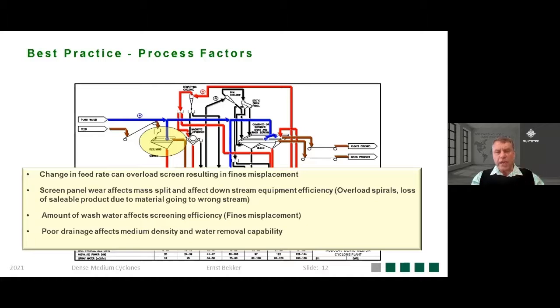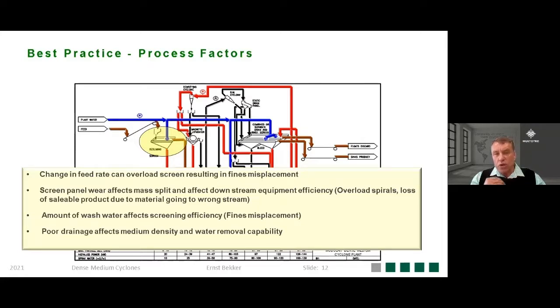The screen panel wear on the desliming screen can also contribute to a mass split difference. So you start to send more coarser material to the underpan, and it goes to a process that's not suitable to treat that coarser material, while the dense media cyclone was the right piece of equipment to process that material. The amount of wash water, sometimes it's a volume imbalance, and people cut back on the wash water on the desliming screen.